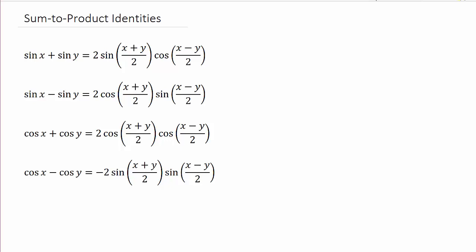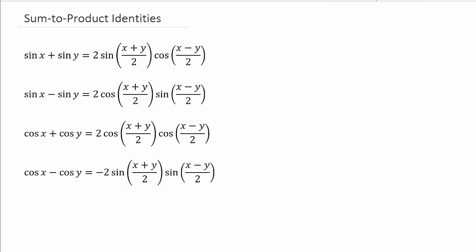So if you have trig functions and you're either adding them or subtracting them, and the angle measures are different, that's the key here. We've got angle measures x and angle measures y. If they're different, for instance with this one, sine x plus sine y is 2 times the sine of (x plus y) over 2 times the cosine of (x minus y) over 2. And I'm not going to read the other ones. You can look at them and see.